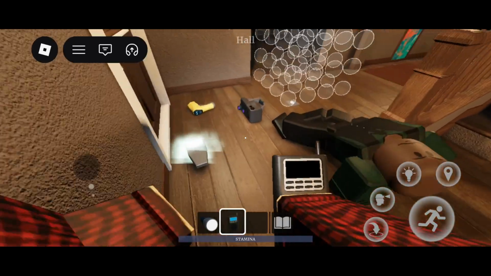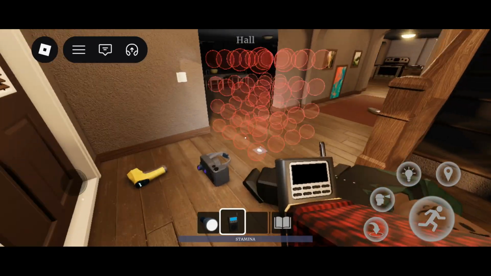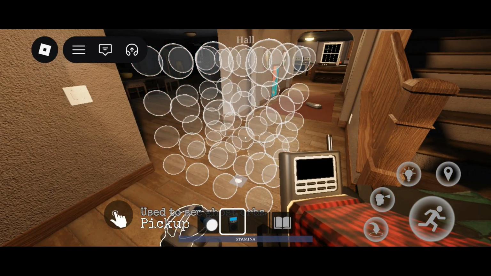Now the cute one is the Trickster. They're going to mess with your equipment, disable it briefly, and yeet the equipment that you left on the ground.